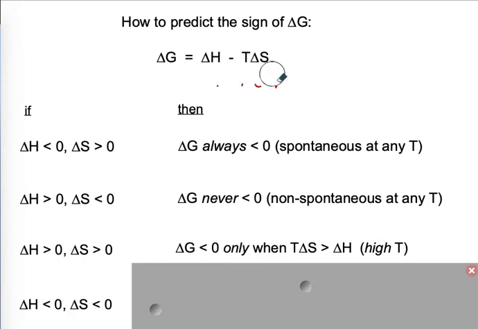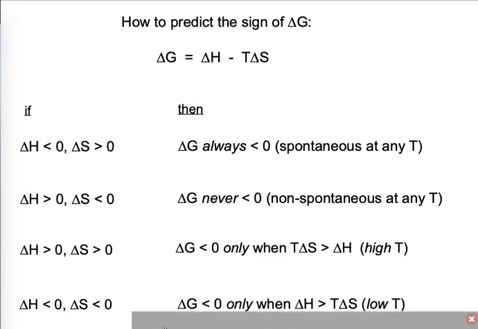And then finally, our last possibility is when we have an exothermic reaction that results in a decrease in entropy. The negative value of delta H favors spontaneity, but the negative value of delta S does not. Therefore, we will have a spontaneous process with a negative value of delta G only when the magnitude of delta H is greater than the magnitude of T times delta S. That will occur at low temperature.